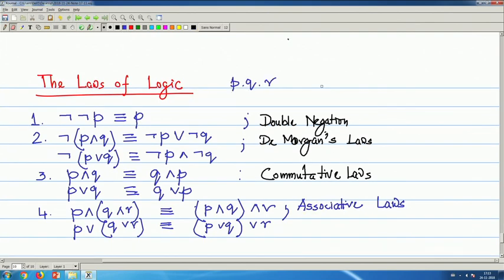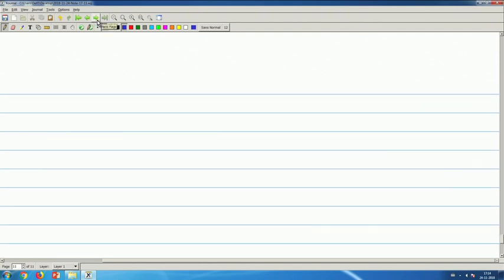And here our P, Q, R are primitive statements. Now, we read some more rules. After associative and commutative, we see the distributive rule.